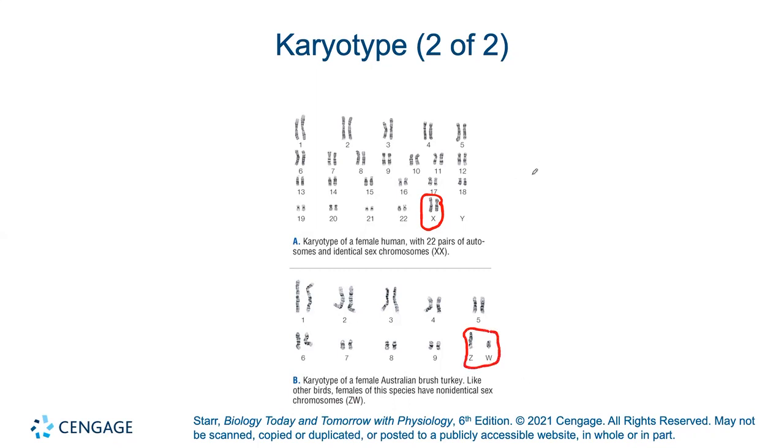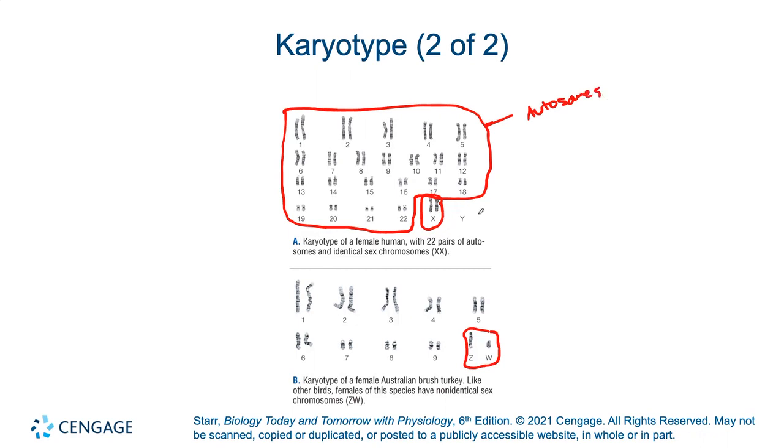But the reason this is important is that the first 22 chromosomes here, I'll circle them, those are called autosomes. These two down here are the sex chromosomes. The autosomes contain body plan information.